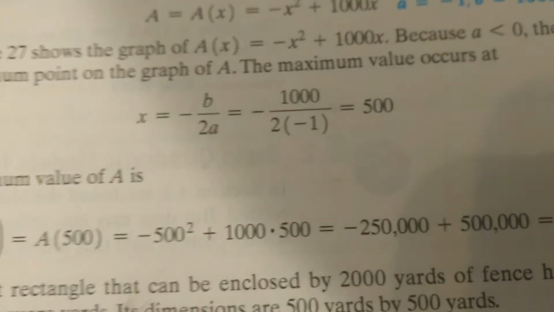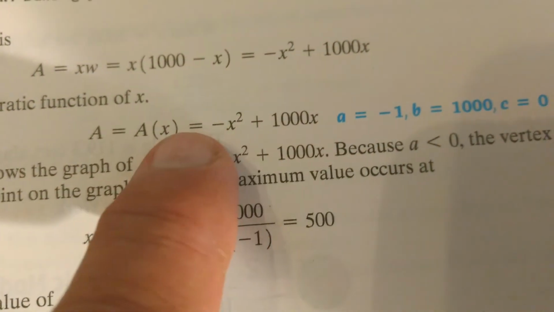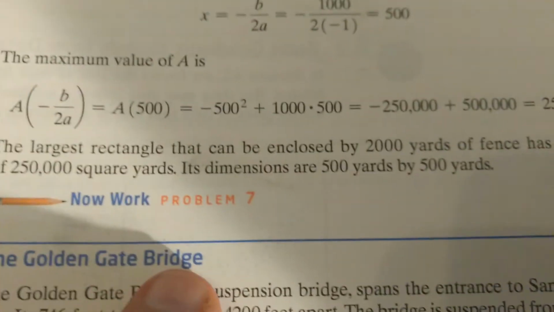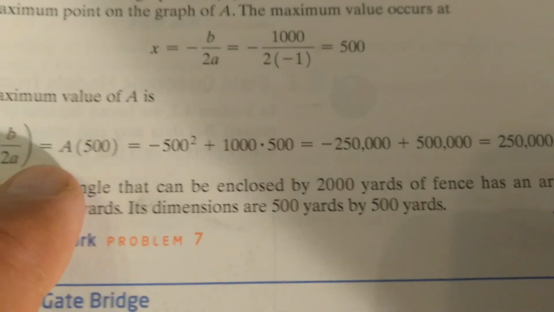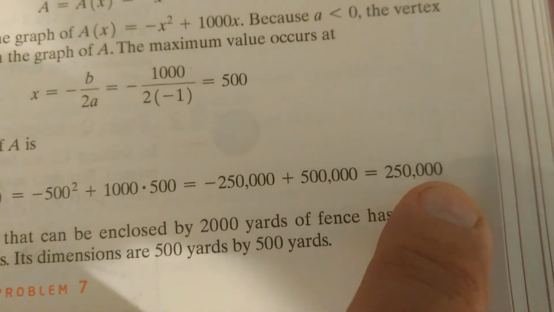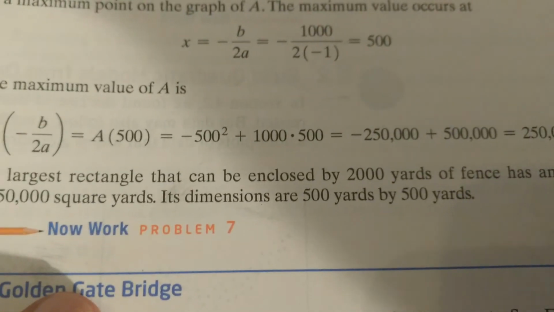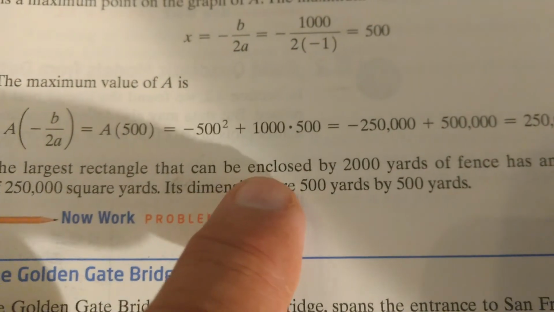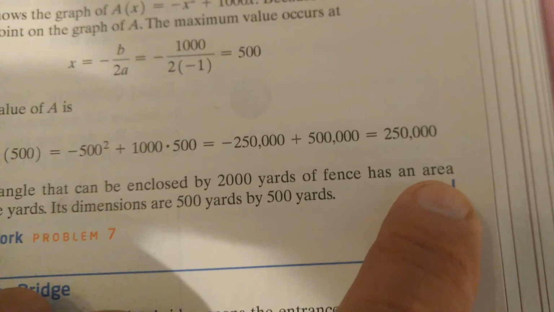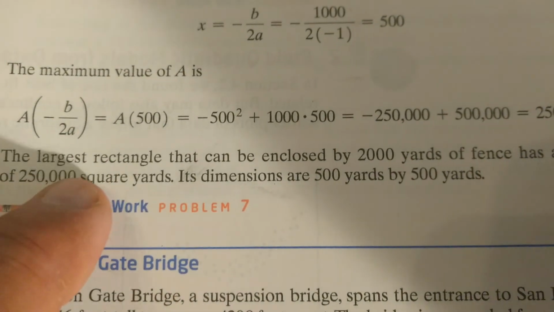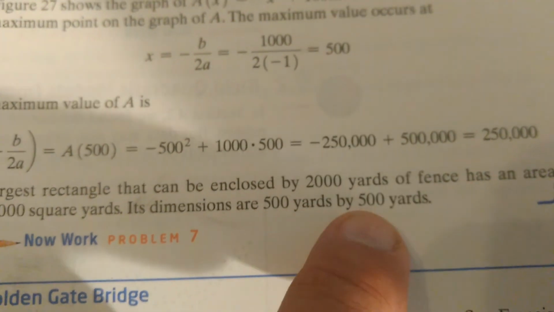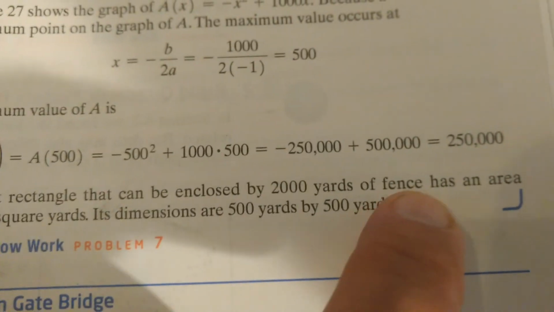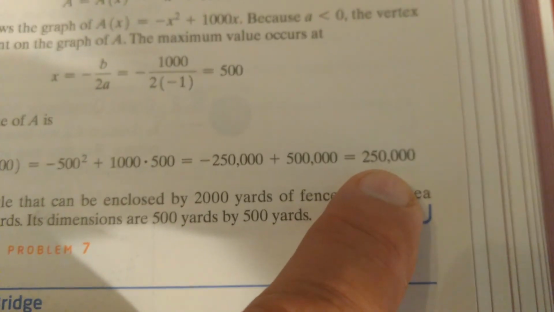If we take that 500 and put it back into the equation, in other words, put x here and put x here and put x here, which is what they did here, we find out that the maximum area is going to be 250,000. So the largest rectangle that can be enclosed by 2,000 yards of fence has an area of 250,000 square yards, and its dimensions are 500 yards by 500 yards. How they got the other 500 yards for width was they just took 250,000 and divided by 500.